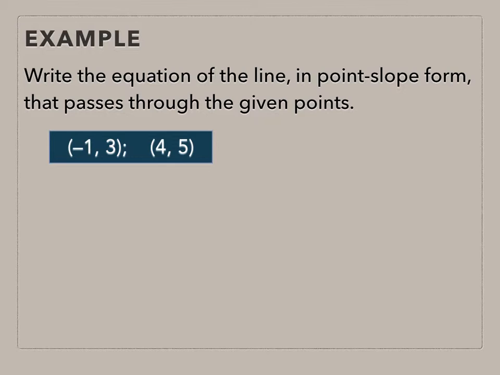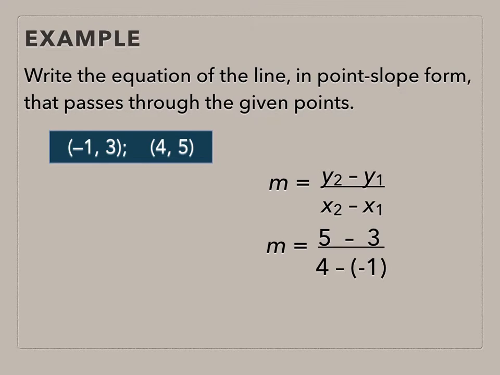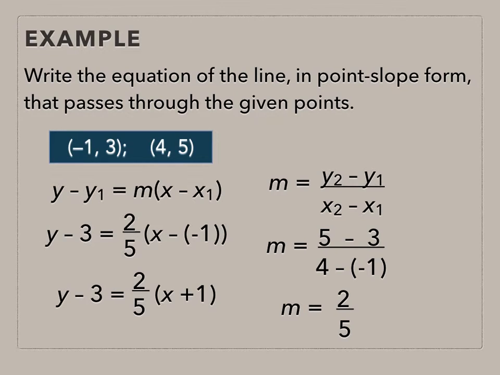Okay, same problem, but this time without using the coordinate plane. Here's the formula for slope. Now let's plug in the numbers 5 and 3 respectively for y2 and y1, 4 and -1 respectively for x2 and x1. Let's simplify the denominator and the numerator. We still get a slope of 2/5. We just got that slope algebraically. We're going to go through the same steps to get the equation of the line, and we will get the same equation.